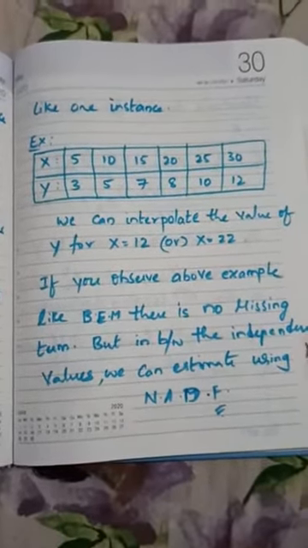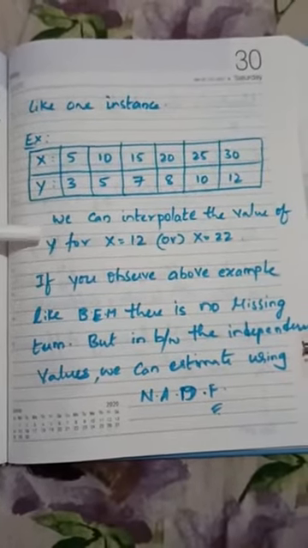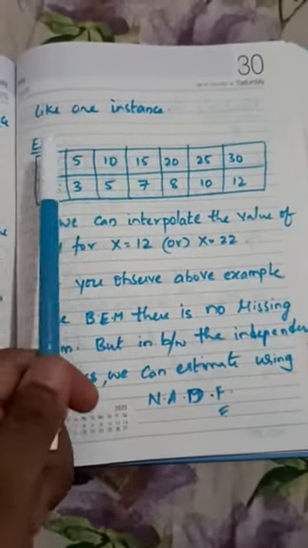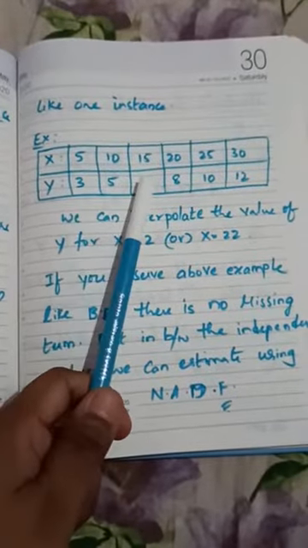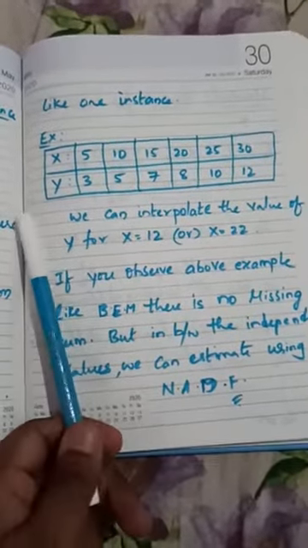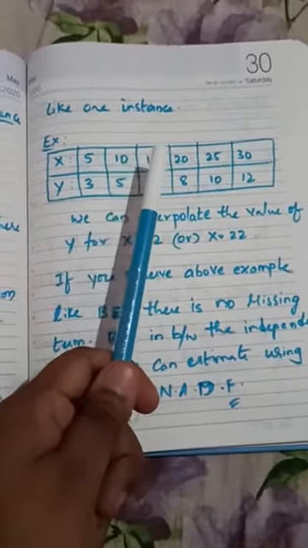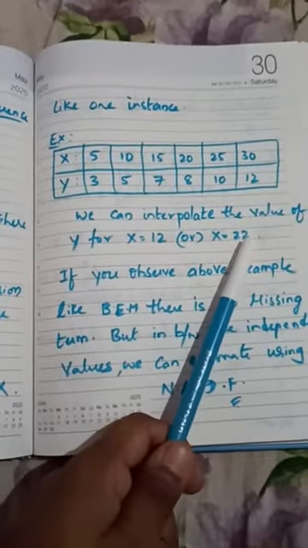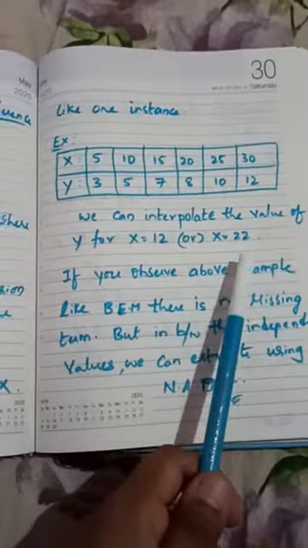Now, what is to be interpolated? Down you see the question here. We are to interpolate the value of y for x equals 12. Can you see 12 anywhere here? In the given data, 12 is not there. So where does that 12 lie? Between 10 and 15, right, in between these. And 22 also, where is 22? In between 20 and 25. Here also we can observe that.